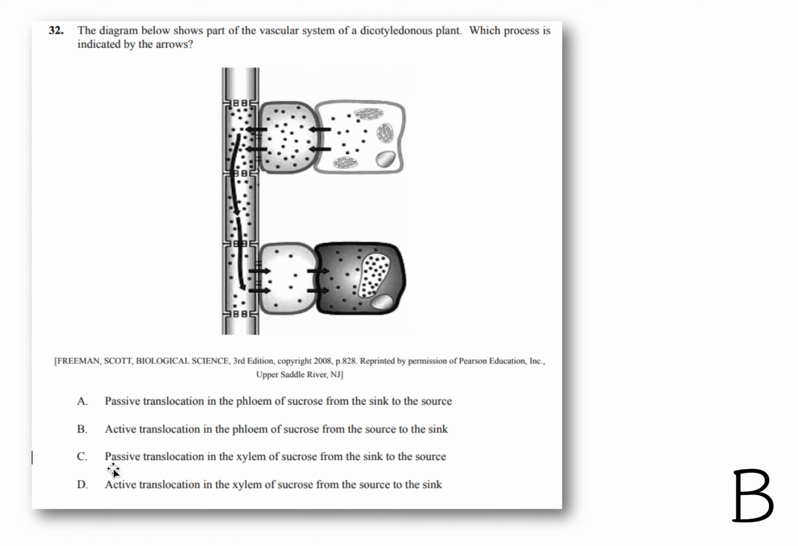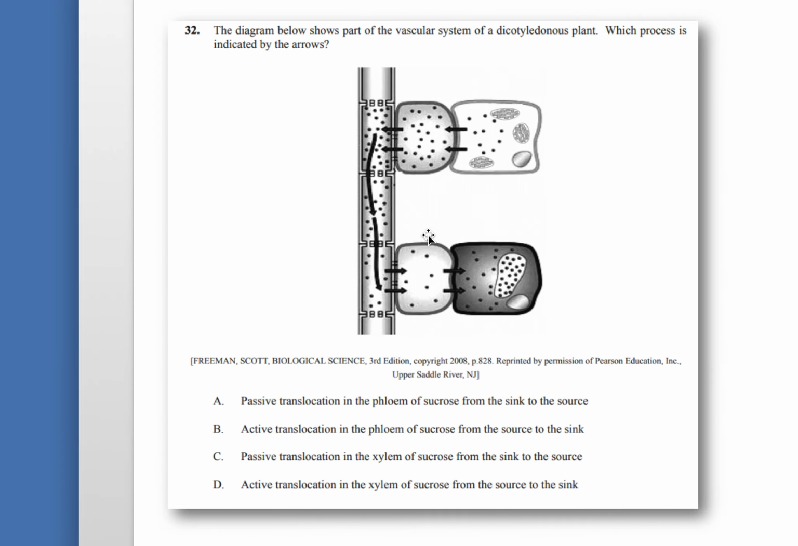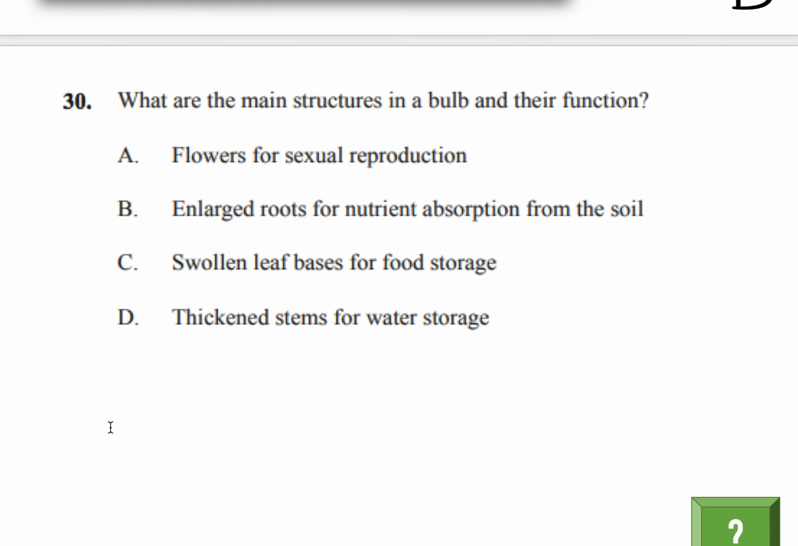So why not C? The reason why not C or D is because they're saying xylem. The xylem has no role to do with sucrose transportation. It is only involved in water transportation, okay? So that's why it's not C or D. So the answer is definitely B. Okay, let's move on to the next one.